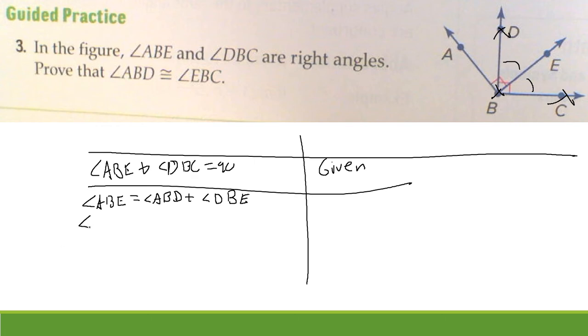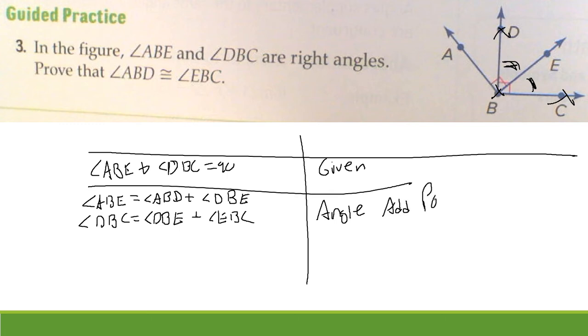And I also know that DBC is made up of these two smaller angles. So I can say that angle DBC is equal to angle DBE, which is this angle right here, plus angle EBC, which is this angle right here. And this is by angle addition postulate, because I'm adding angles together. I'm adding these angles together to get their bigger counterpart.